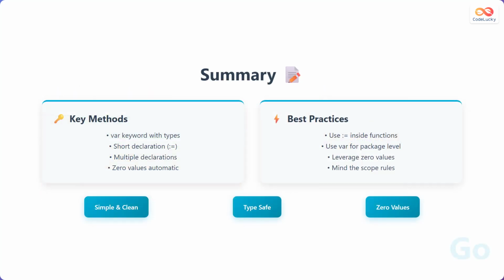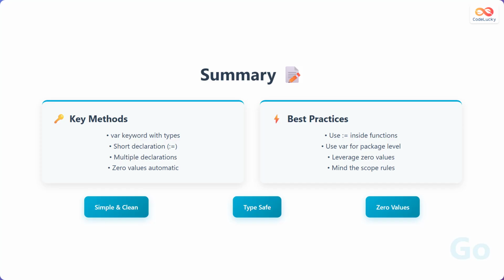Let's summarize what you have learned about variable declarations in Go. You have learned key methods like the var keyword with explicit types, short declarations using :=, how to declare multiple variables at once, and that variables automatically get zero values if not initialized.